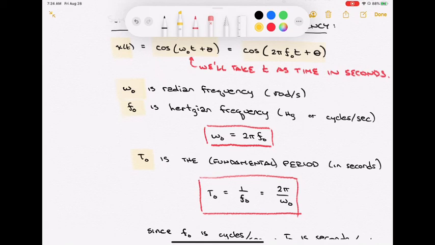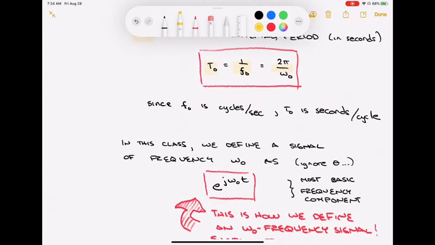We'll designate that in this class as T naught. So T naught is just 1 over the Hertzian frequency, and it gives us the amount of time it takes for this thing to make one full oscillation. If we wanted to put that in terms of radians, we could use that same conversion we had before, and we would get 2 pi over omega naught. Since f naught is in cycles per second, T naught is in seconds per cycle.